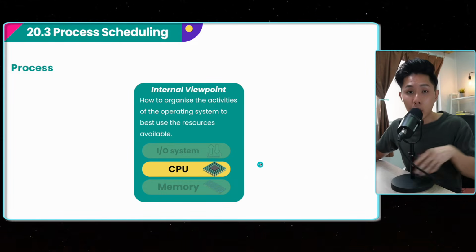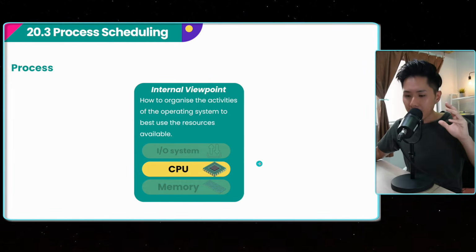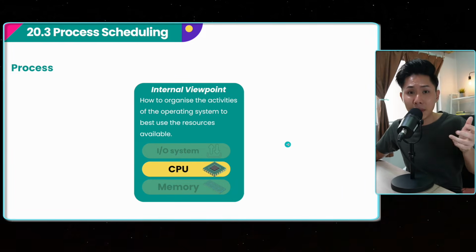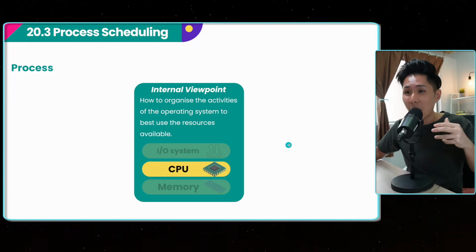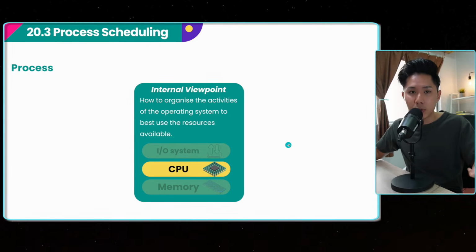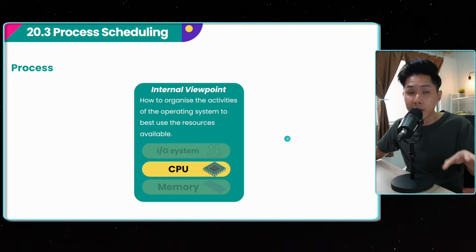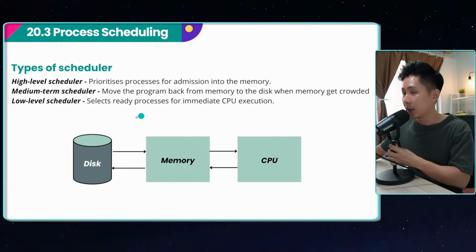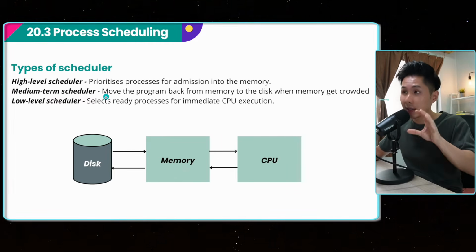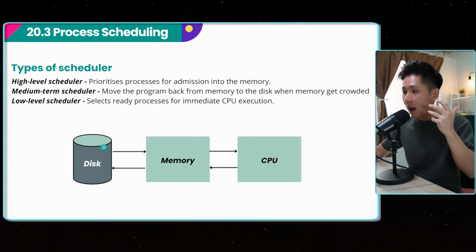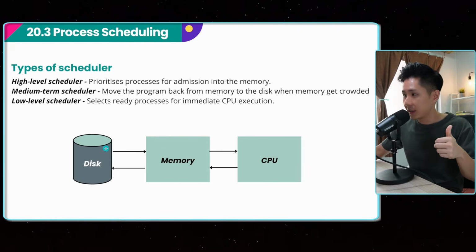We learned in the previous video that the CPU can handle processes, but to achieve multitasking, meaning there are many processes to handle, how can the OS decide which process gets the CPU first? Meaning it's a little form of resource management here. So we have a few schedulers that do the job. The high-level scheduler prioritizes processes for admission into the memory, meaning it decides which processes in the disk get into the memory.